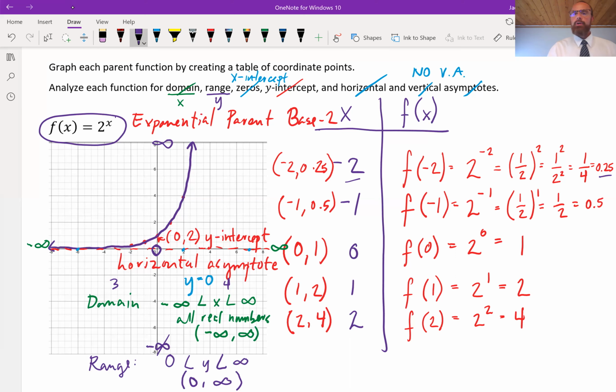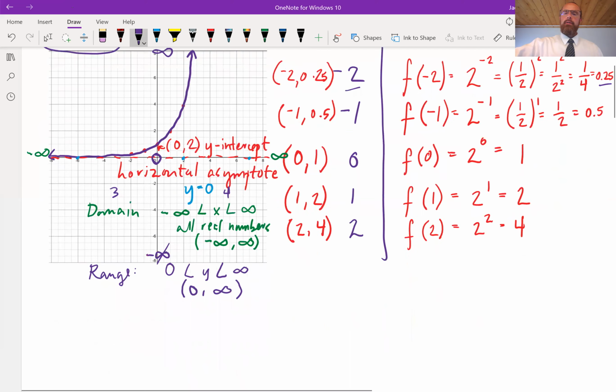And that completes our second task. So for each of these questions, you want to graph the function by creating a table of coordinate points, and then analyze for domain, range, zeros, y-intercept, and horizontal and vertical asymptotes. Let's see one more example. So that was the exponential parent, base 2.